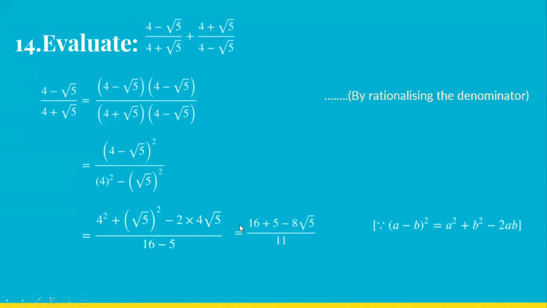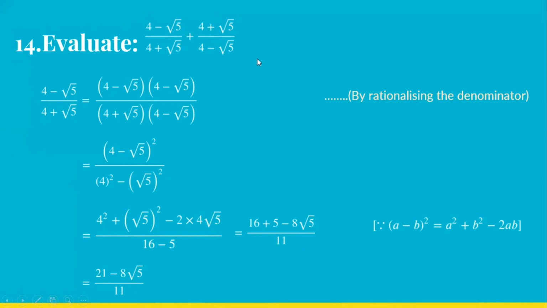And in the numerator, 4 square is 16, root 5 square is 5, 2 fours are 8, so 8 root 5. Adding 16 plus 5, we get 21, and 21 minus 8 root 5 upon 11, right? So this was for this part. Now we have to find it for this part also.